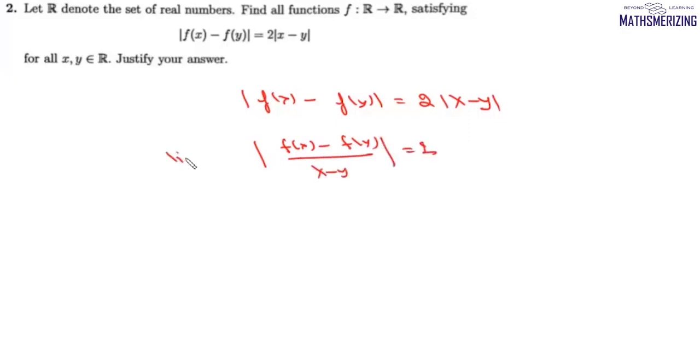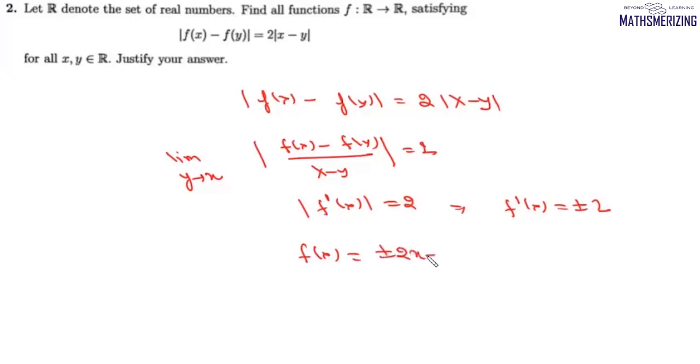Now if we write this function as mod of f(x) minus f(y) upon x minus y equals 2, and if we take this limit y tends to x, then we get mod of f dash x is equal to 2, or we can write f dash x equals plus or minus 2. Now we'll integrate this function. We can write this as f(x) equals plus minus 2x plus c. So there will be two such functions. One of them will be 2x plus c and the other one will be minus 2x plus c.